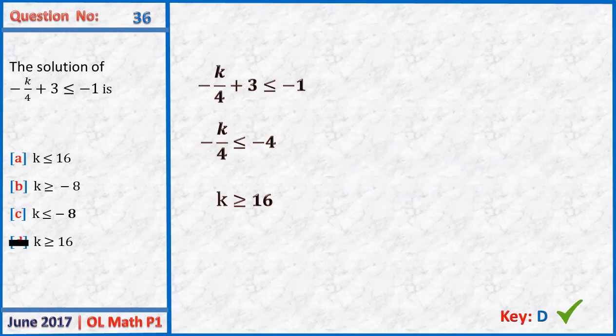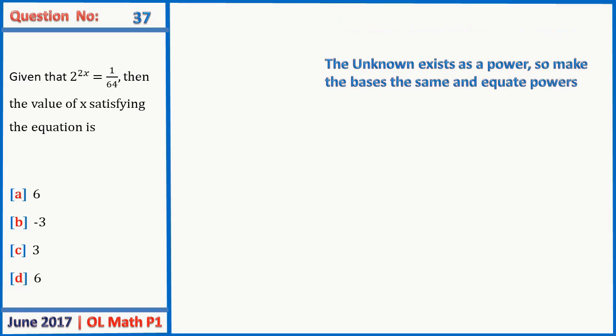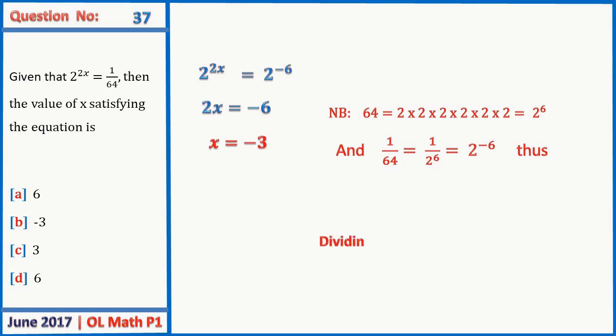Question number 37. Given that 2 to the power 2x equals 1 on 64, then the value of x satisfying the equation is. This is an equation involving exponents, so the unknown exists as a power. So we first of all have to make the bases the same, then we equate the powers. We know that 64 is the same as 2 to the power 6. Therefore, 1 on 64 will be equal to 1 on 2 to the power 6, which is the same as 2 to the power minus 6. This gives us 2 to the power 2x equal to 2 to the power minus 6. Bases are the same. We now equate the powers to have 2x equal to minus 6. Dividing both sides by 2, we have x equals minus 3. And the key is B.